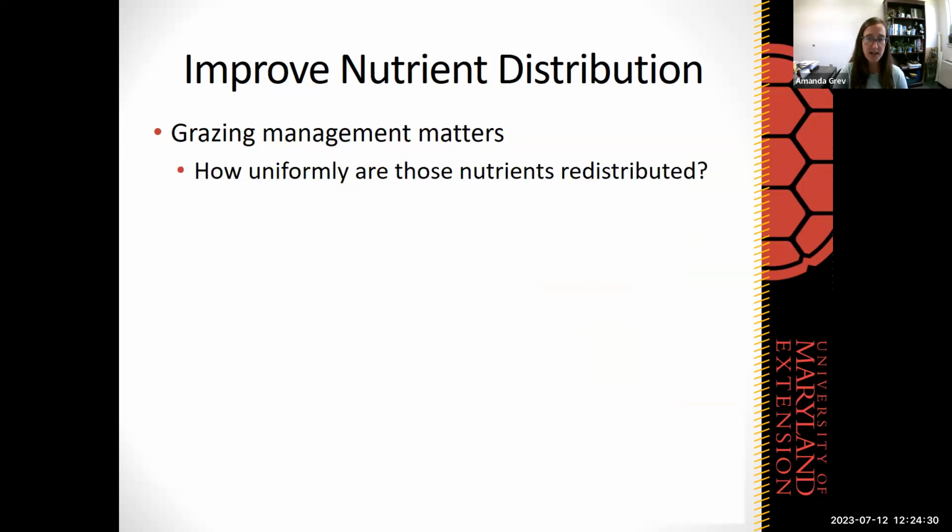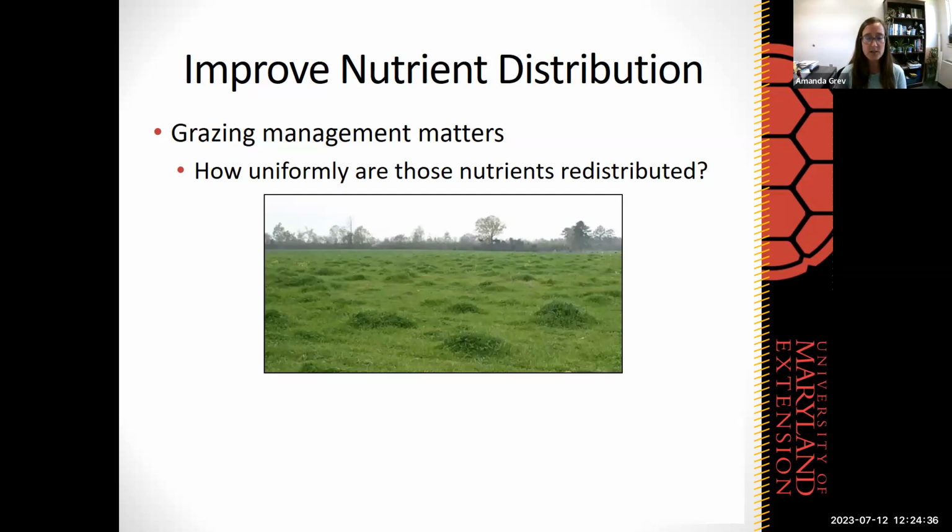But the question I ask is how uniformly are we distributing those nutrients across the pasture? I don't know if you've seen a field that looks like this. I'm sure many of us have. We can see little dark spots throughout the field, oftentimes, which is where a manure pile was deposited or where an animal urinated and it deposited nutrients on that field in that spot. And you can see a flush of forage growth as a result of that.